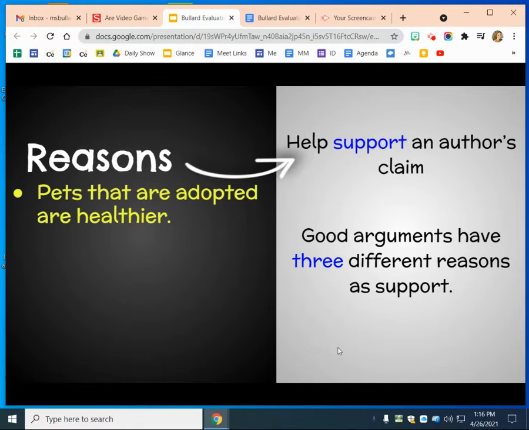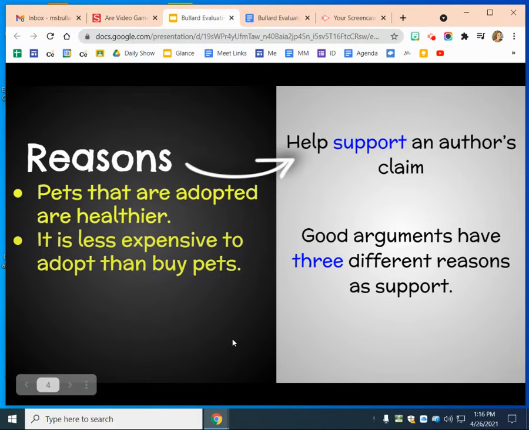And the author goes on to explain what puppy mills are and how a lot of breeders and pet stores get dogs from those puppy mills, and they're kept in cages, and the mothers are mistreated, and they end up not being very healthy at all. Another reason the author said we should adopt instead of shop is that it's actually less expensive to adopt pets than buy them.